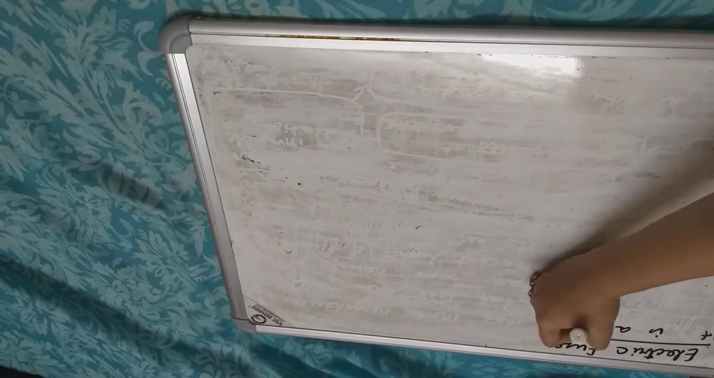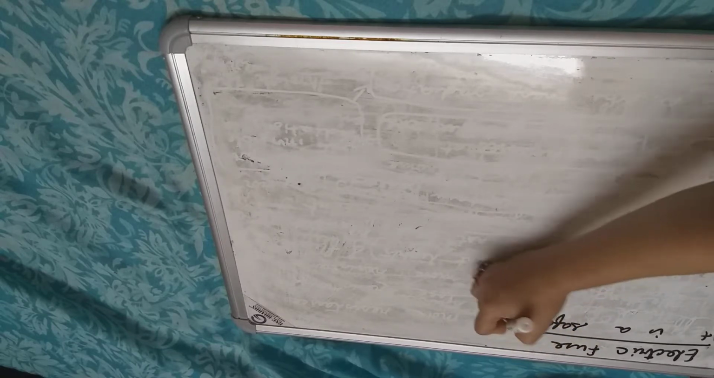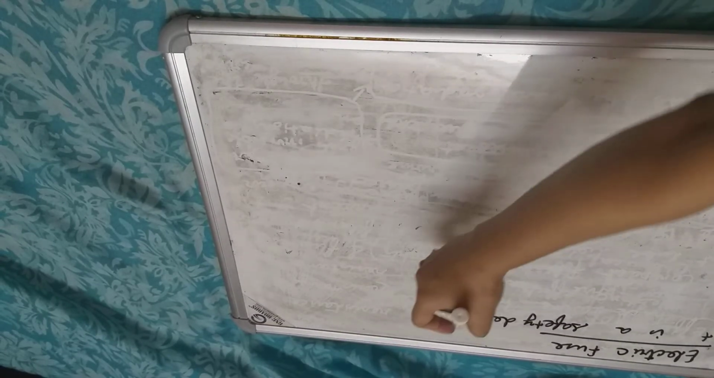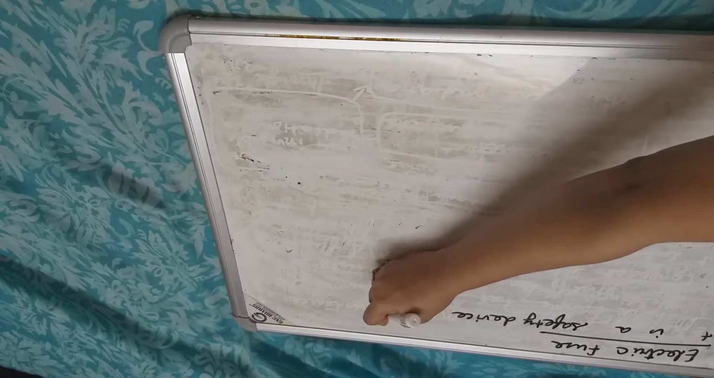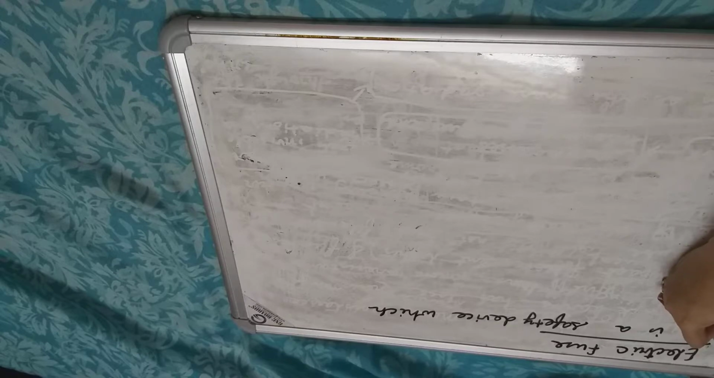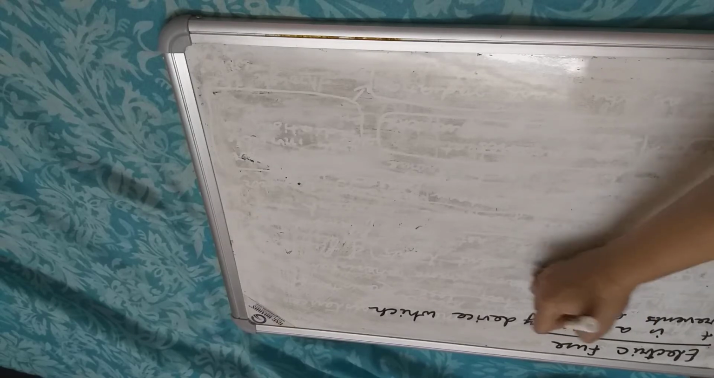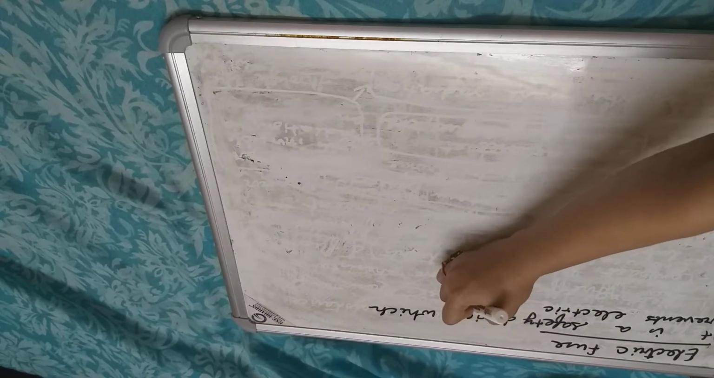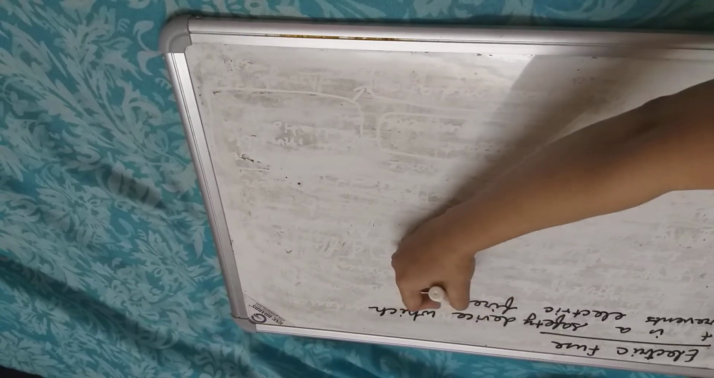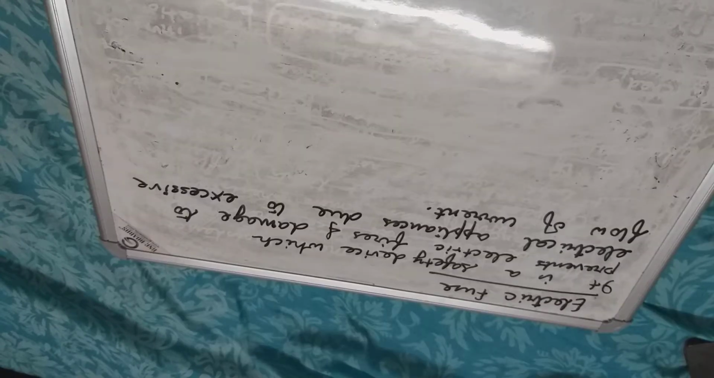Electric fuse. It is a safety device which prevents electric fires and damage to electrical appliances due to excessive flow of current. Now, what is an electric fuse? It is a safety device which prevents electric fires and damage to electrical appliances due to excessive flow of current.